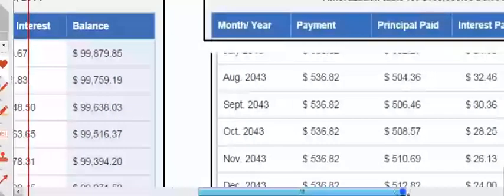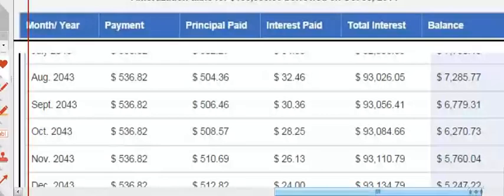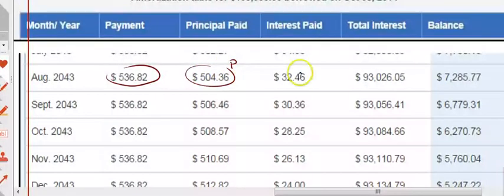Let's look at the end of a loan. Okay, so here towards the end of the loan, we still have the same payment. It's an installment loan, $536.82. But of that $536.82, $504 of it goes towards principal. Only $32 goes towards interest.